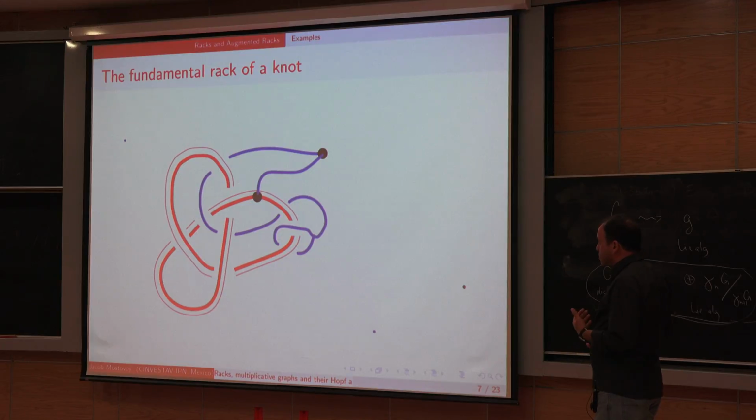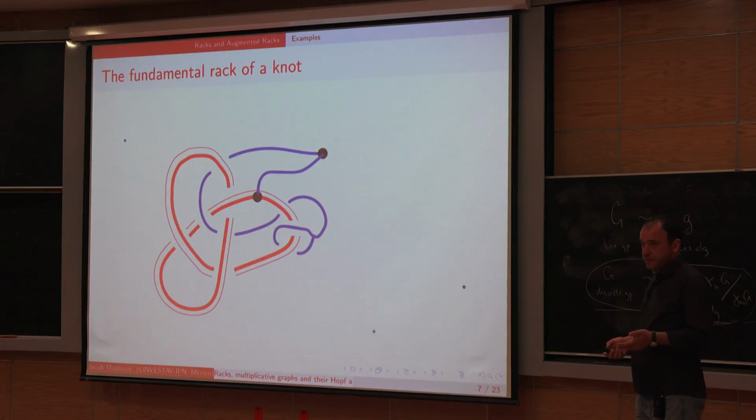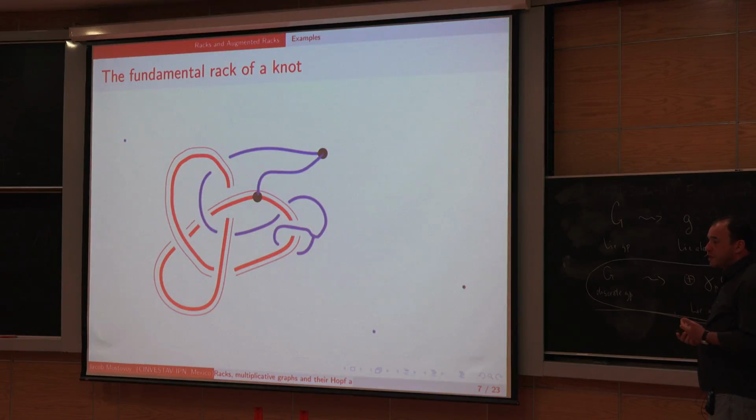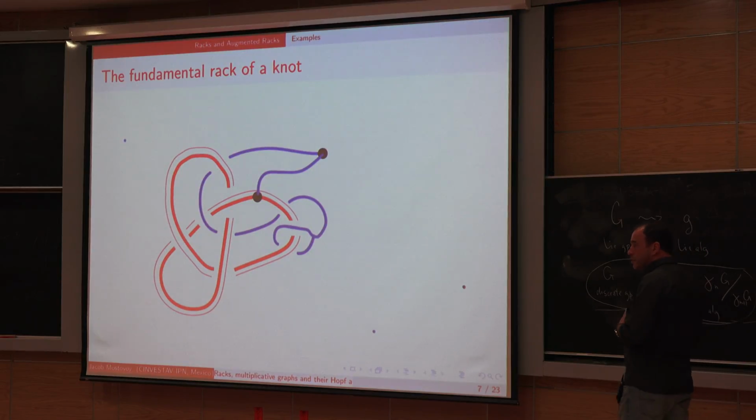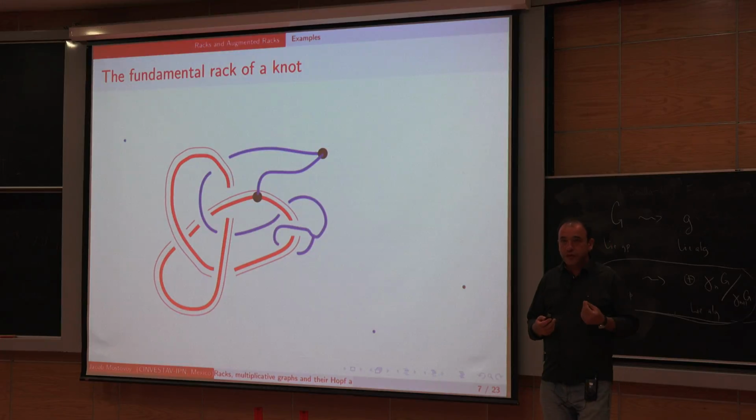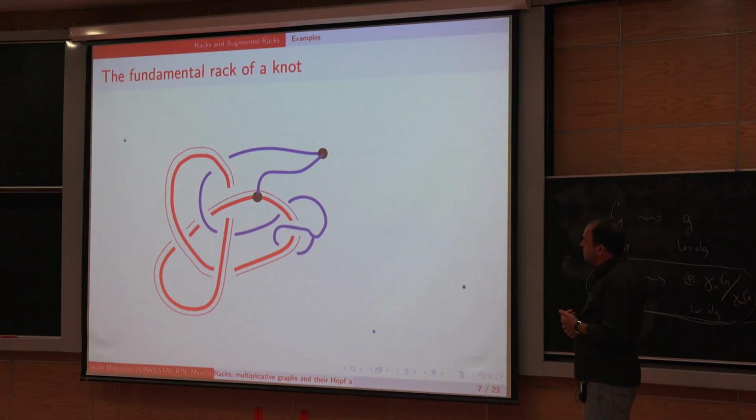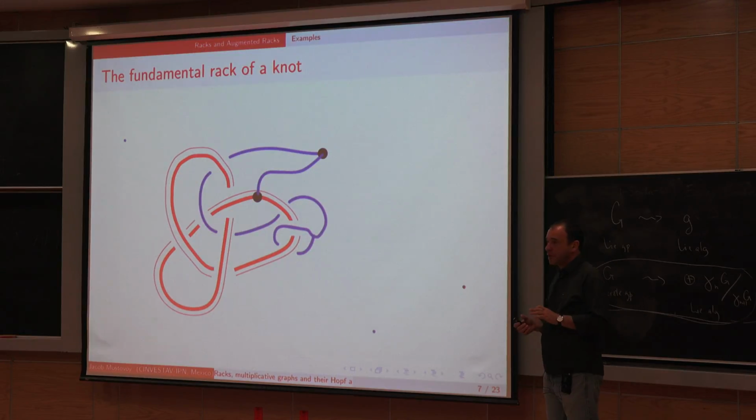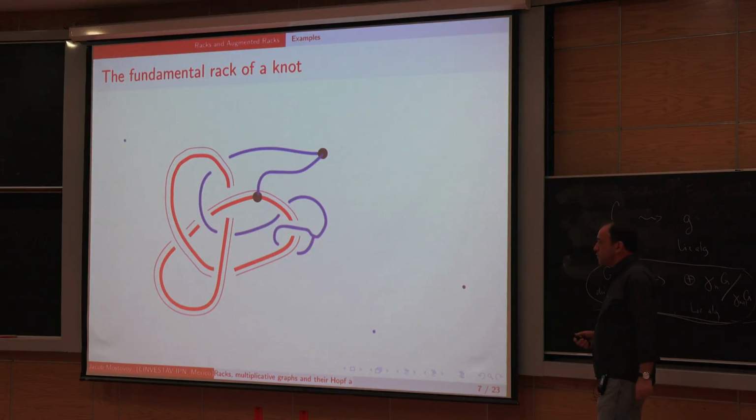To tell the truth, it looks like a silly construction. It's not clear why it's of any use. But there is a very concrete answer to that. The fundamental group is a very good invariant in the sense that it distinguishes prime knots. But it's very difficult to prove that this is actually the case. It's a very difficult theorem that the fundamental group distinguishes prime knots.